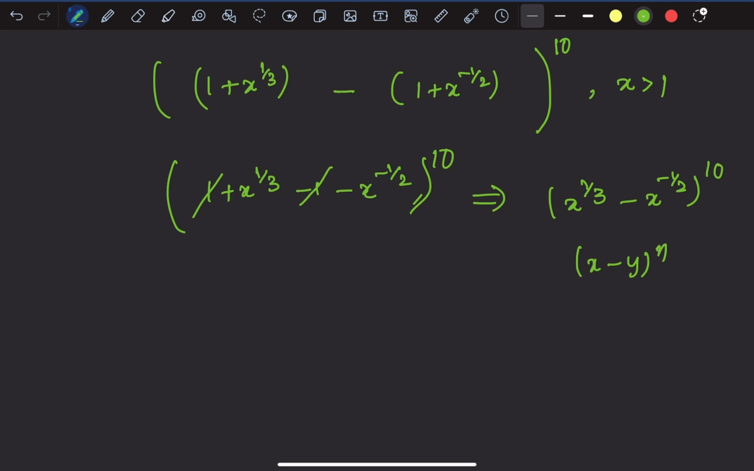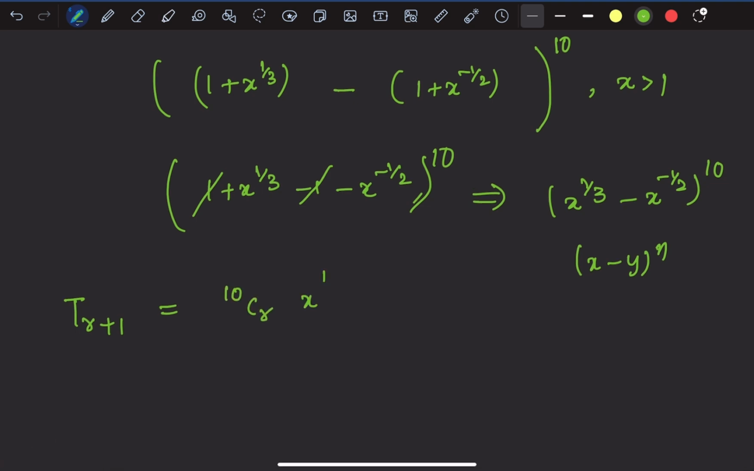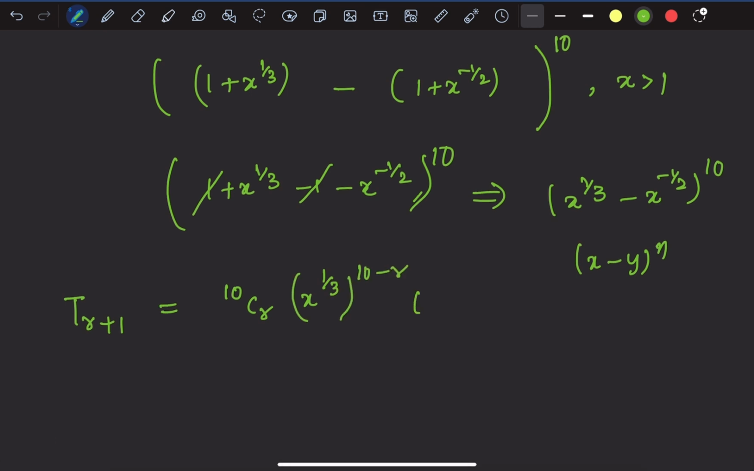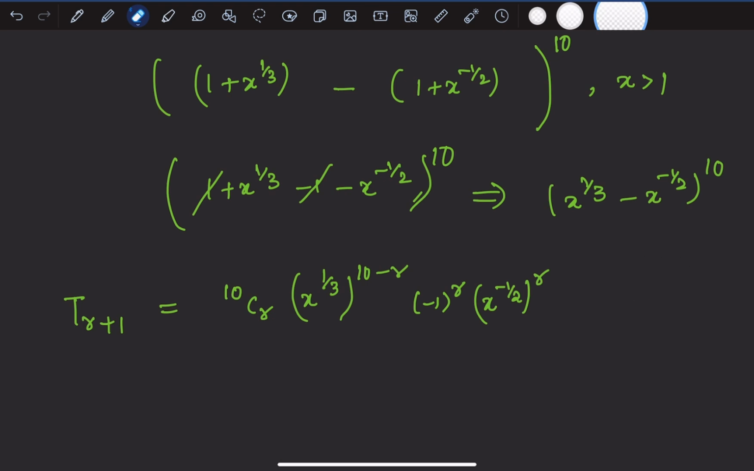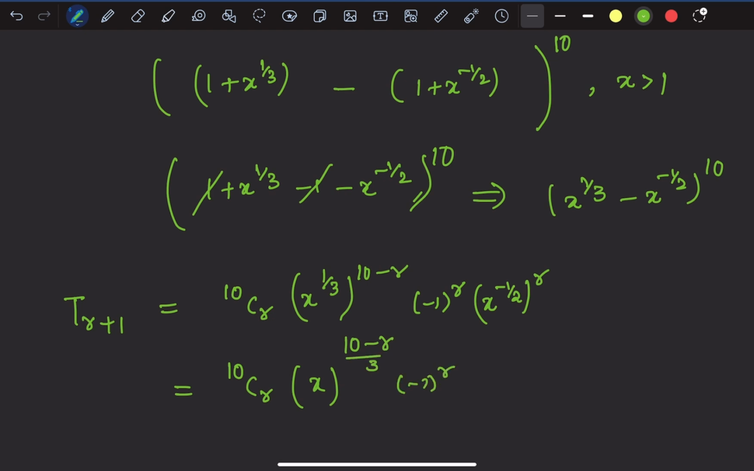So you can write the general form. The general form will be T(r+1) is equal to 10Cr into (x to the power 1/3) whole power (n minus r), which is 10 minus r, into (minus 1) whole power r into y to the power r. So y is (minus 1/2) whole power r. Alright. Now, this will be 10Cr, so x to the power (10 minus r) upon 3, into (minus 1) whole power r into x to the power minus r upon 2.